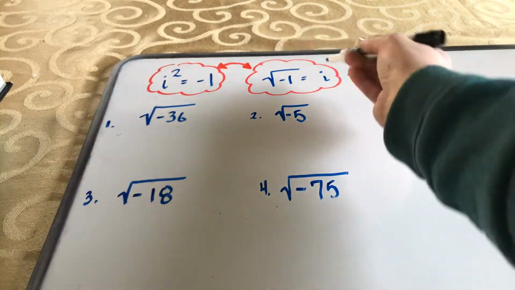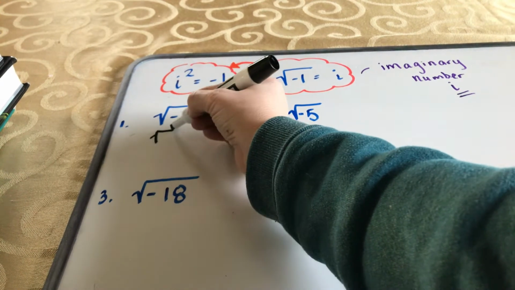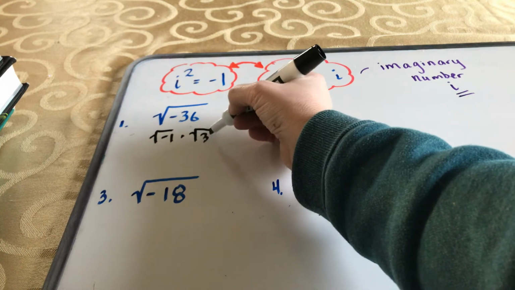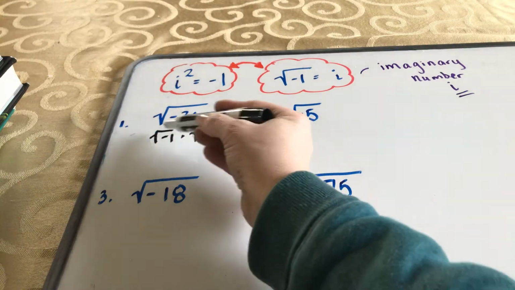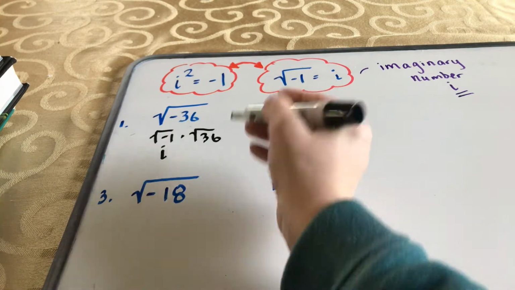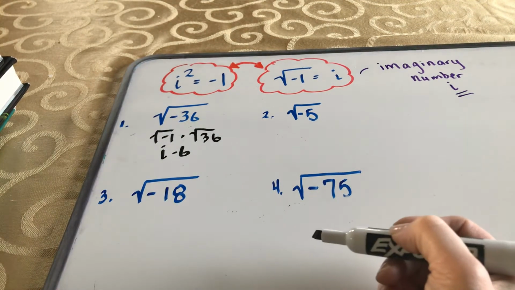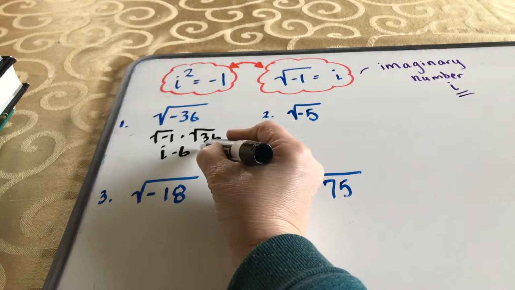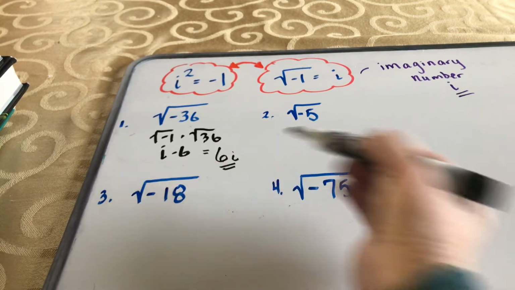All right, so what we want to do is use the little definition that we have up on the top here. We're going to break this down into -1 times the square root of 36, and just think of it as two small parts. The square root of -1, according to our definition, is just i. The square root of 36 is 6. Usually, just like when we're using variables, we like the number in front. So usually we would write this as 6i.